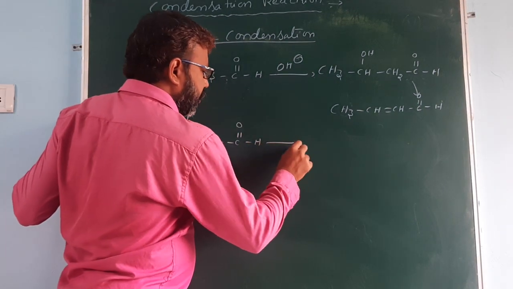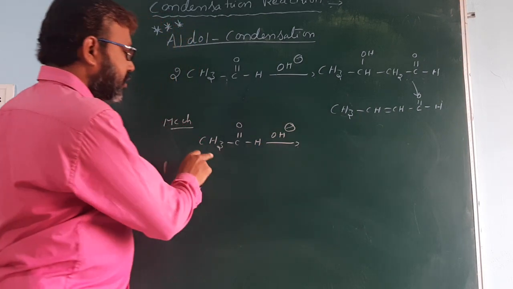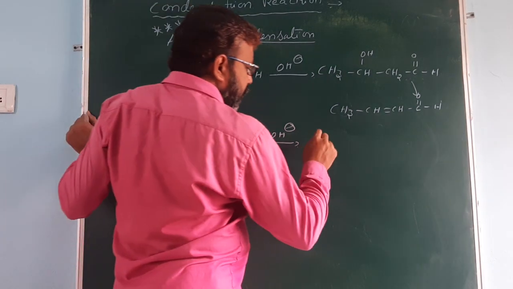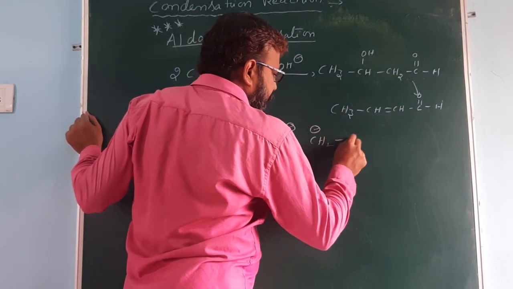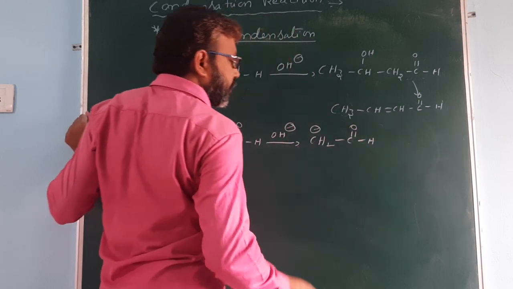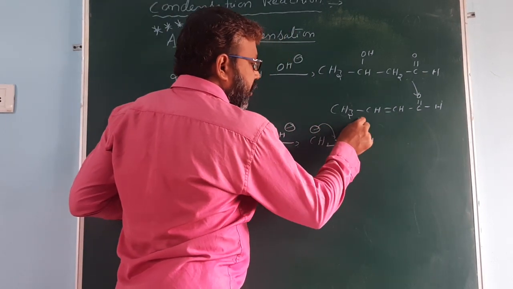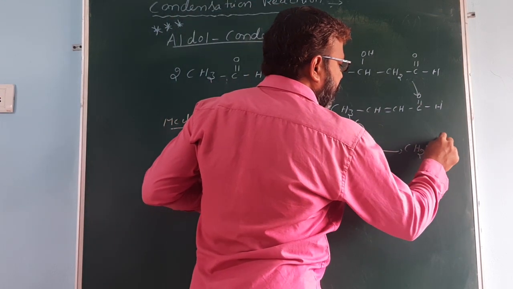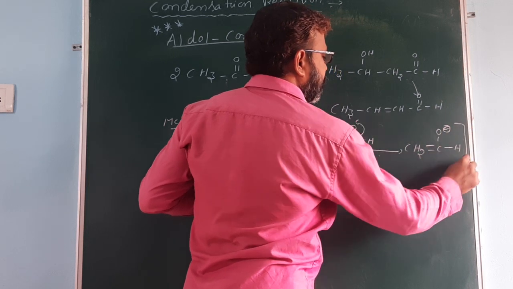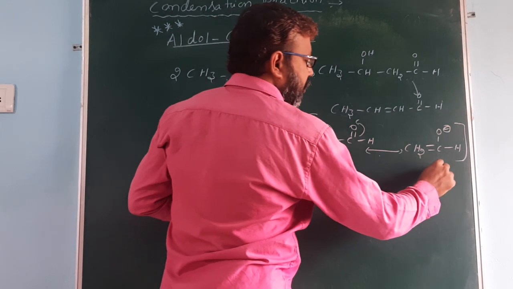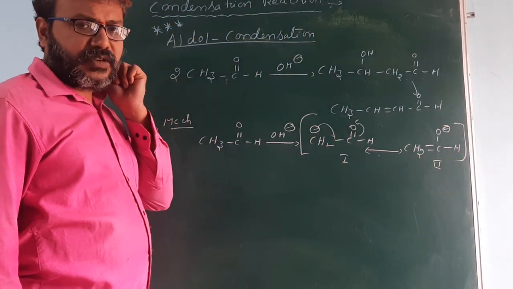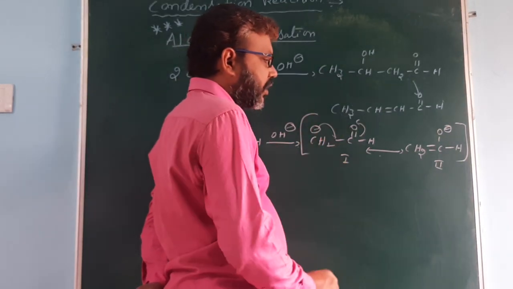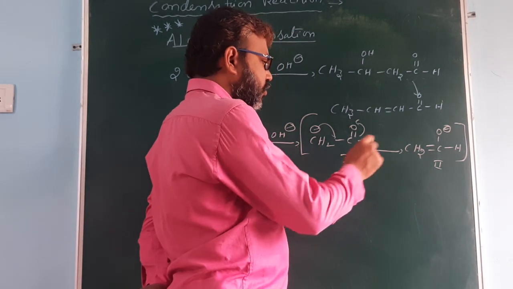The base abstracts the proton from this carbon because the carbanion is stabilized by resonance. When it abstracts the proton from this carbon, it gives a carbanion which is stabilized by resonance. We get CH2 double bond C O minus H. So it is structure 1, and this is structure 2. Which is more stable? In the first structure, all atoms obey the octet. In the second structure, all atoms obey the octet.